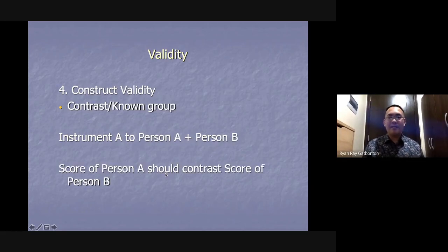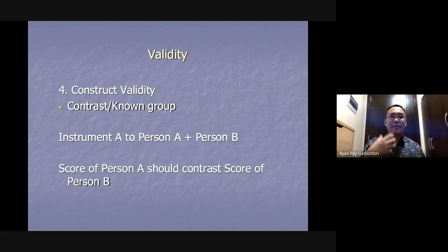Another type of validity, which is the most stringent validity, is your construct validity. It can be in the form of contrast or known group. In contrast or known group, an instrument should differentiate who will score low for this measurement, or who will score high for this measurement. So contrast or known group, magkahiwalay.